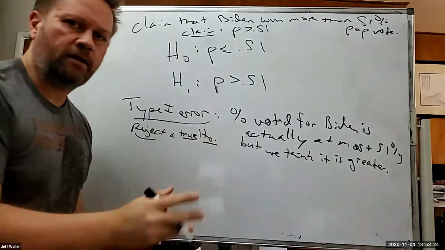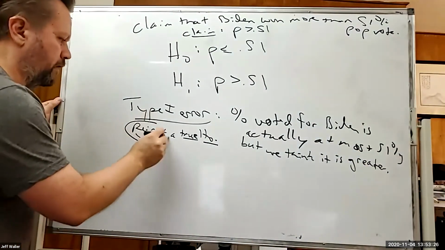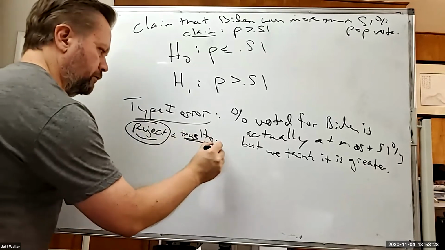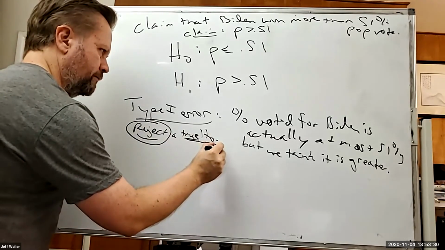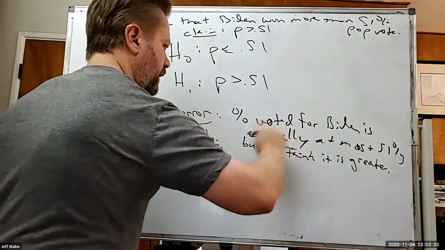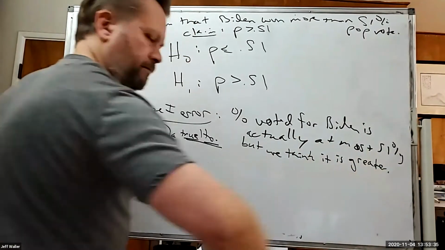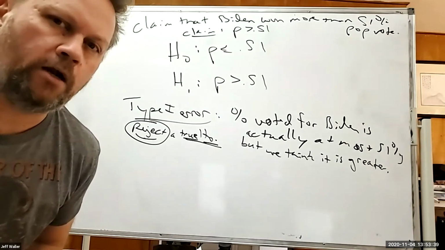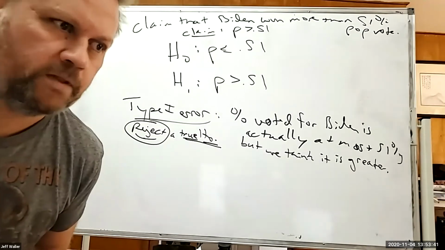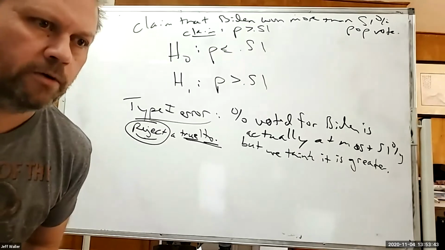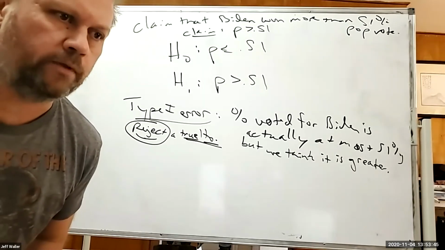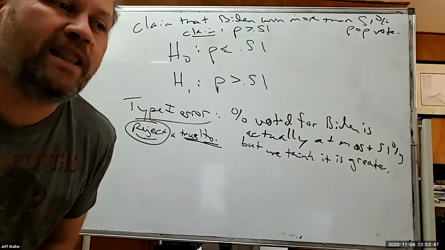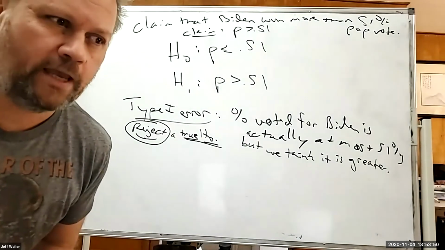You guys understand that? We think it's not true, but it is true. So you're right. The null is actually true, but we think it's not. That's the setup. That's why it's an error. That's why it's a mistake. Doesn't mean you did anything wrong in your math. Doesn't mean you did anything wrong with the hypothesis test. It's just life. You can't ever be 100% certain.